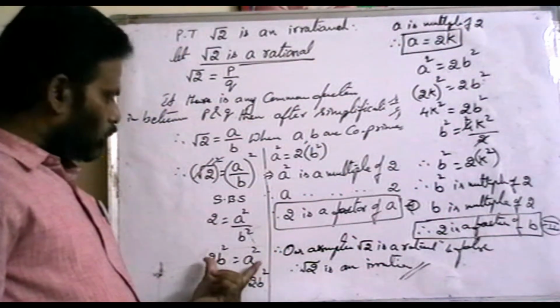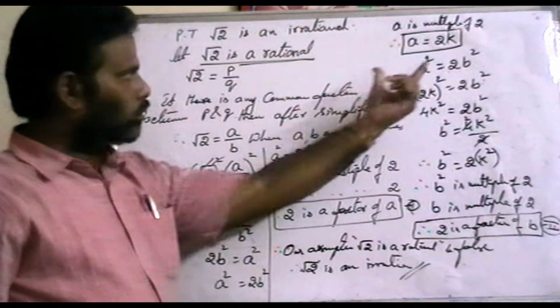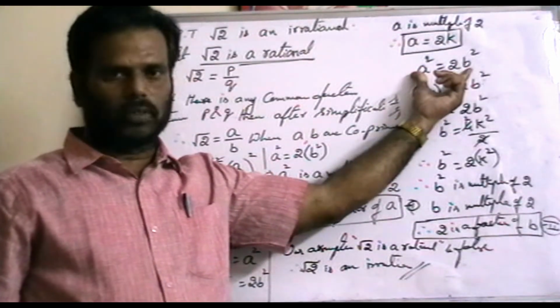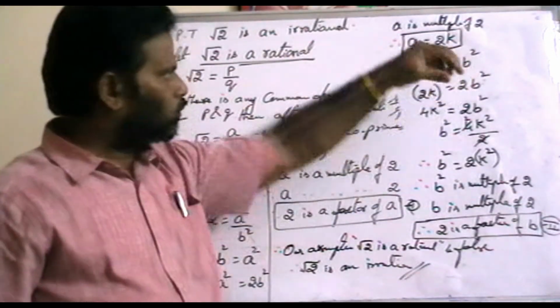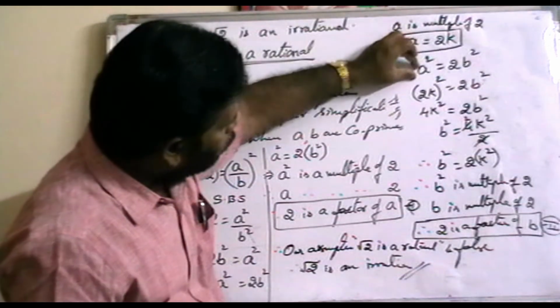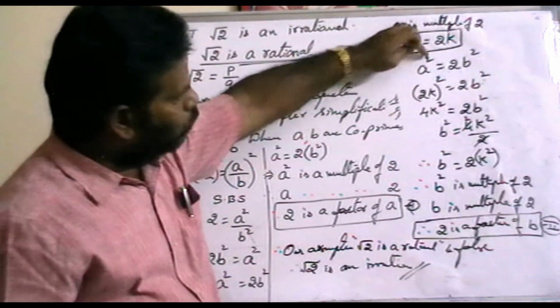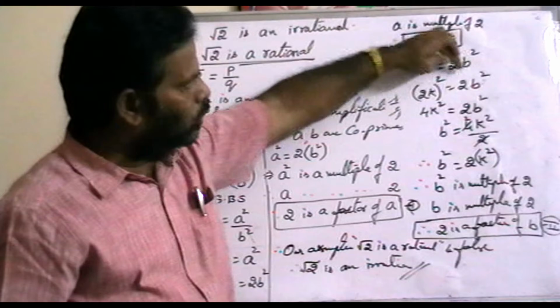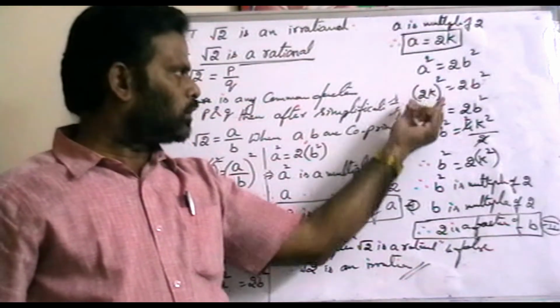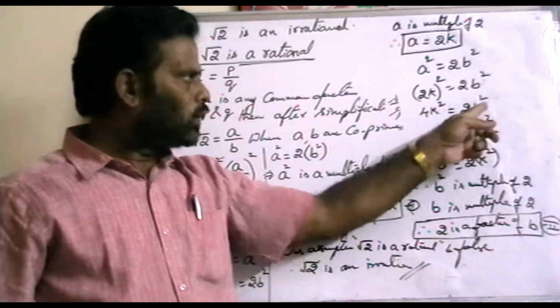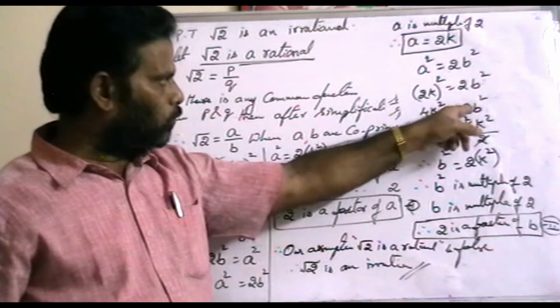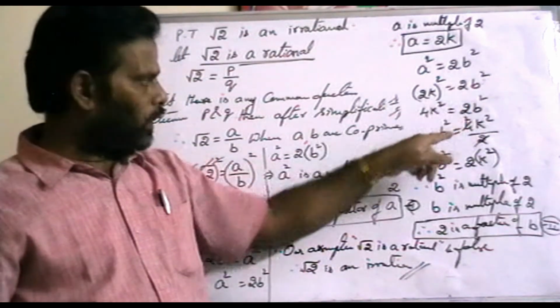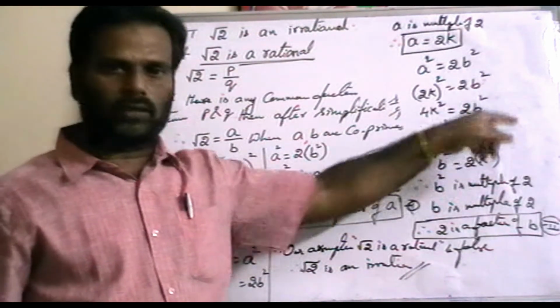We have 2b square is equal to A square. In this, A square is equal to b square. Substitute in place of A, that is 2k. So A square means 2k whole square is equal to b square. 2k whole square means 4k square, that is equal to b square. So b square is equal to 4k square by 2. Simplify, then b square is equal to 2k square.